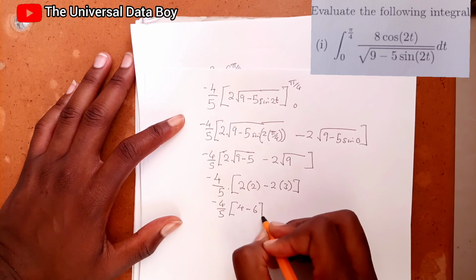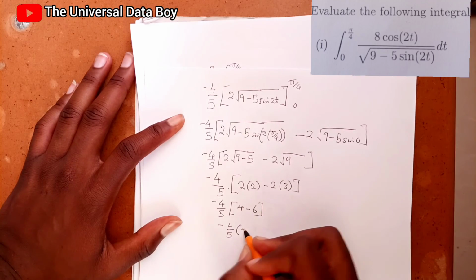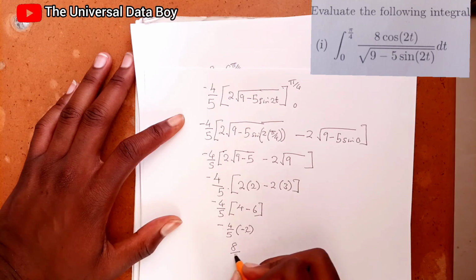Negative 4 over 5. Here we are going to have a 4. Here we are going to have a 6. So 4 minus 6 is negative 2. So I have the negative 2 there. Then negative 2 times negative 4 is 8 over 5.